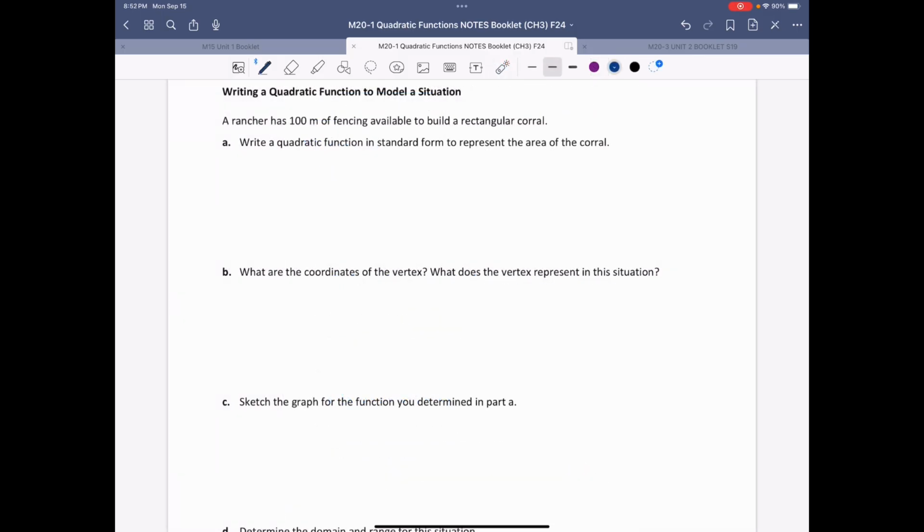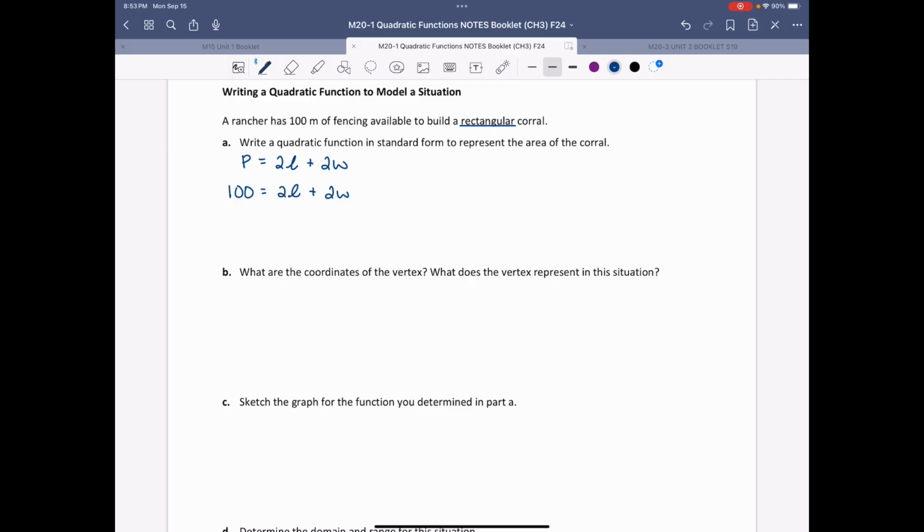Writing a quadratic function to model a situation. A rancher has 100 meters of fencing available to build a rectangular corral. Part A, write a quadratic function in standard form to represent the area of the corral. So they have 100 meters of fencing available to build a rectangular corral. That would be the amount they're going to use around the corral, which would be the perimeter. Perimeter, because it's rectangular, is 2 times the length plus 2 times the width. The P would be 100. 100 equals 2 length plus 2 width.